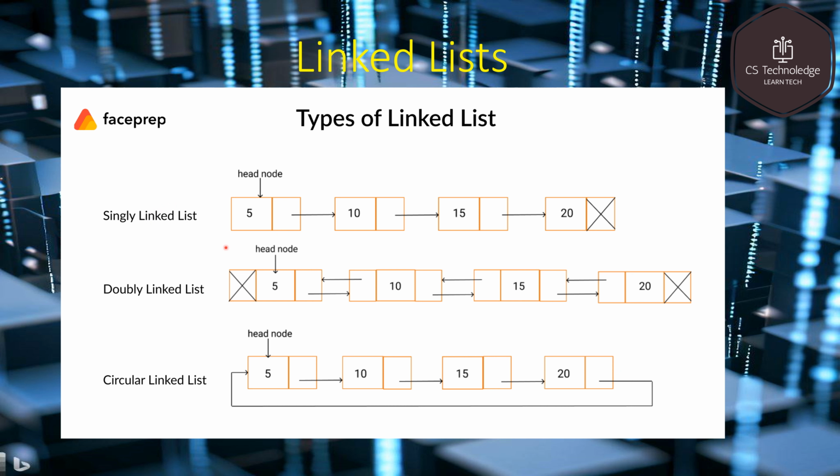Let's take the example here. In case of a singly linked list, each node consists of two things. One is the value itself, and the other is the pointer to the next node. You can see that this is the head node, which is the first node, which has the value 5, and the pointer is pointing to the next node, and the next node has the value 10, and so on. If you see the last node, it doesn't point to any other node, right? The pointer here is null. So this is called a singly linked list.